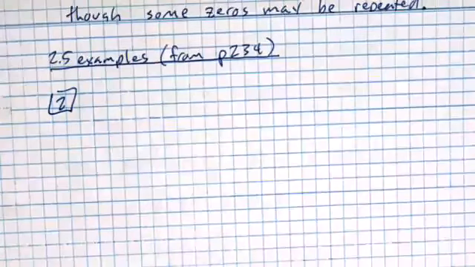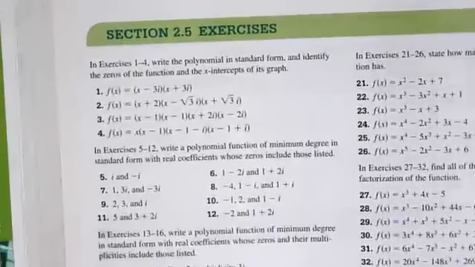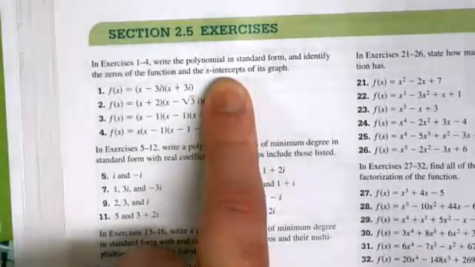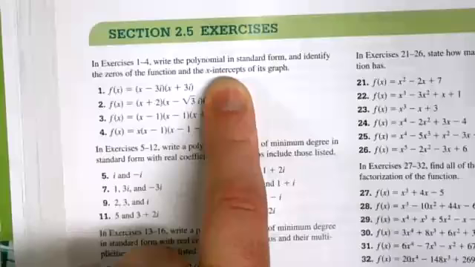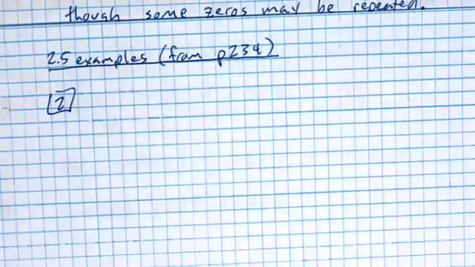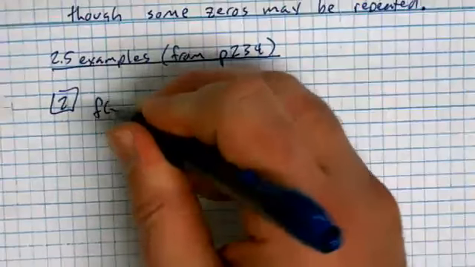If you happen to have your book and you want to turn it to page 234, I'll go ahead and put it up here. So the instructions say write the polynomial in standard form. You know what I mean by standard form, right? With no parentheses. Yeah, so no parentheses, and basically we have to multiply it out, and identify the zeros of the function and the x-intercepts of its graph. So zeros and x-intercepts, we know the relationship there. Number 2 gives us a polynomial that's in factored form, not standard form. So we'll have to do some work to put it into standard form.